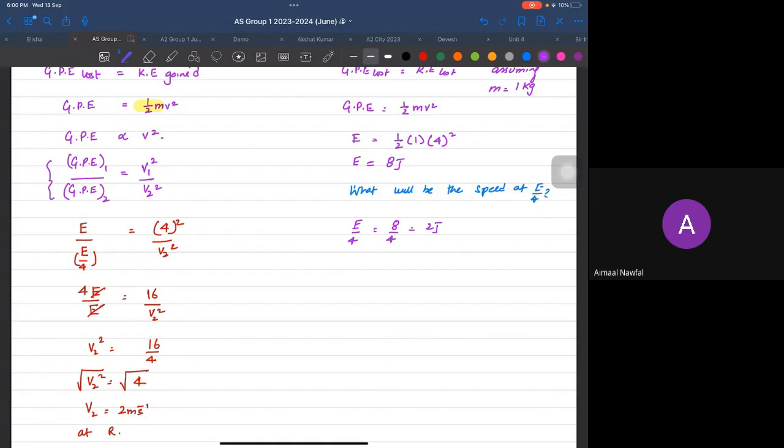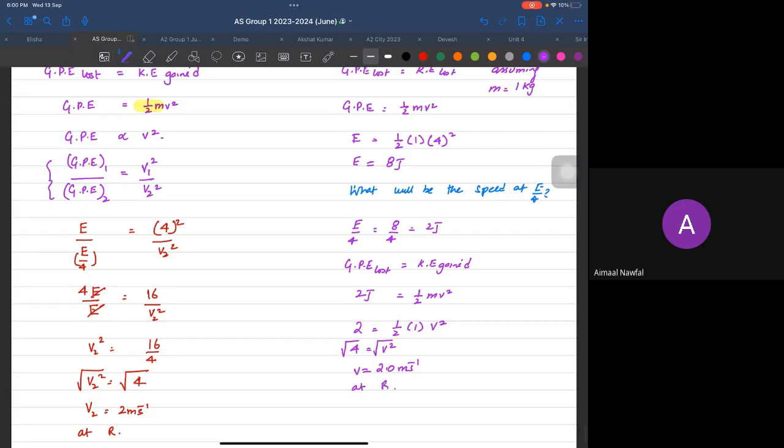Again, I'm going to use the same technique: the gravitational potential energy lost will be equal to kinetic energy gained, which means when 2 joules was lost, what would be the velocity at that point? Again, just put the values, half. Instead of mass, let's write 1. This is v squared. 2 will multiply on that side, so it's going to be 4. This is v squared, and take the root now. So v is going to be 2.0 meters per second, and that would be at R.